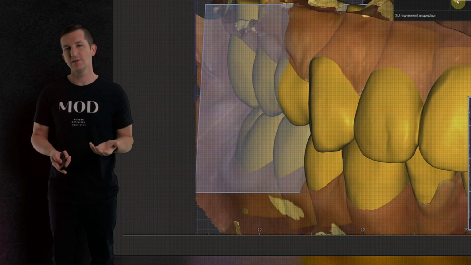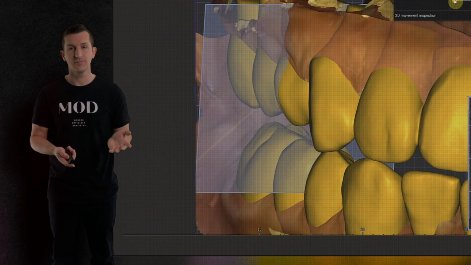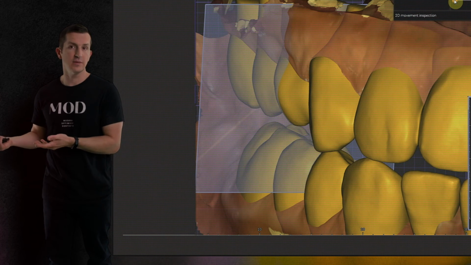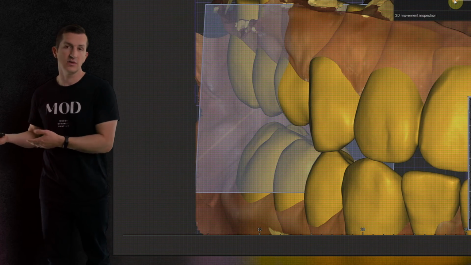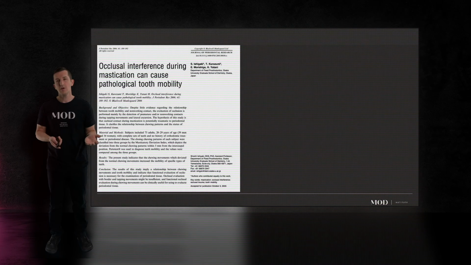But the question that we all probably have at this point is, why do we care? You've probably been doing restorations for a long period of time, analog with articulators, or maybe you're not using an articulator at all, and you've done well. What we know from the literature is that if we're not planning with these functional movements in mind, we're putting ourselves at risk for introducing pathology into our patients.